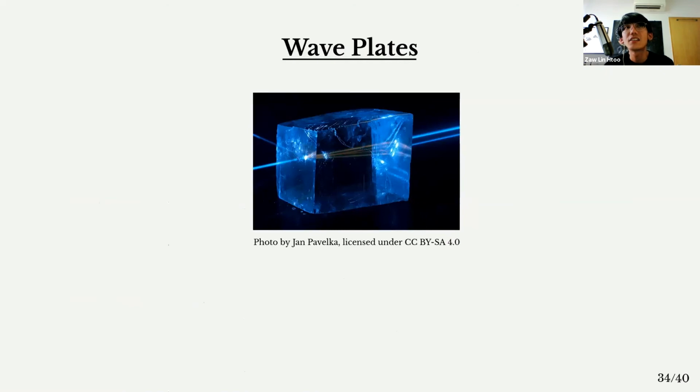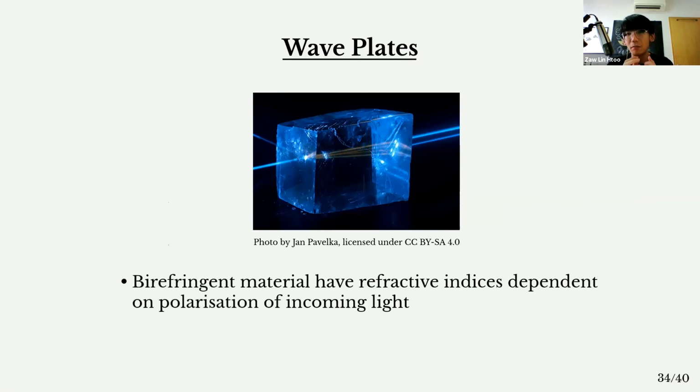Okay, so we have established a basis, which is the horizontal and vertical polarization basis. And now we want to do something cool with it, right? We want to perform operations on it so that we can do calculations. So to do that, we use something called waveplates. And these are made out of birefringent material.